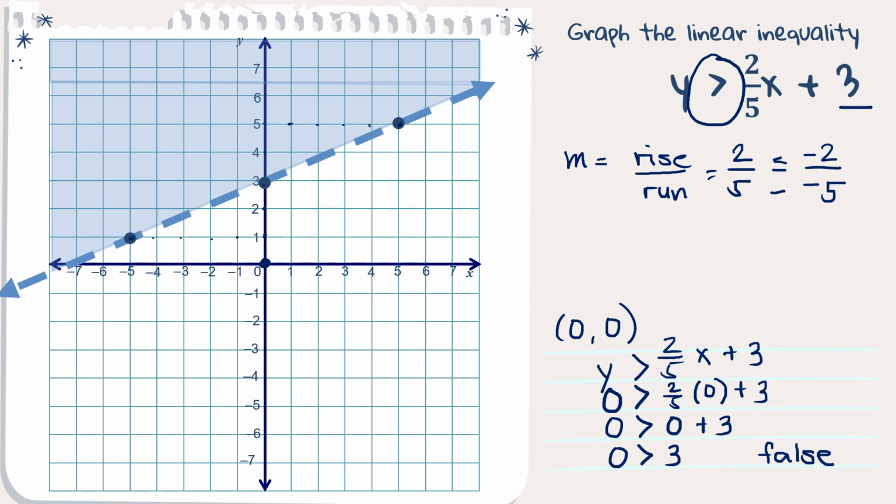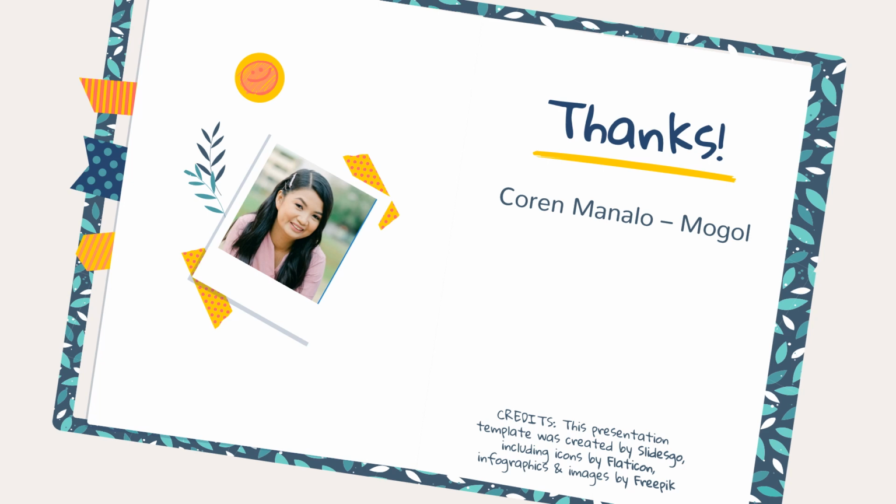So there you have it. This is the graph of the linear inequality y is greater than 2 over 5 x plus 3. So this ends our discussion about linear inequality in two variables.